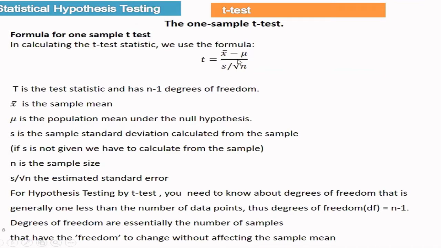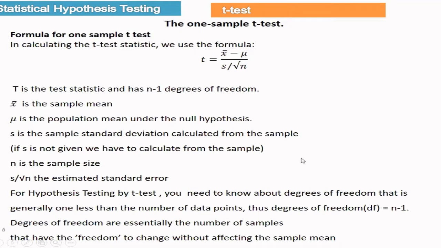X bar minus mu. Mu is the population mean, if that is known, and S is the standard deviation of the sample, and N is the sample size. X bar is the mean of the sample, and S, as I told you, N is the number of samples. S divided by root over N is known as the standard error of the sample. Okay, S is the standard deviation, but when you divide by root over N, that is called the standard error of the sample.